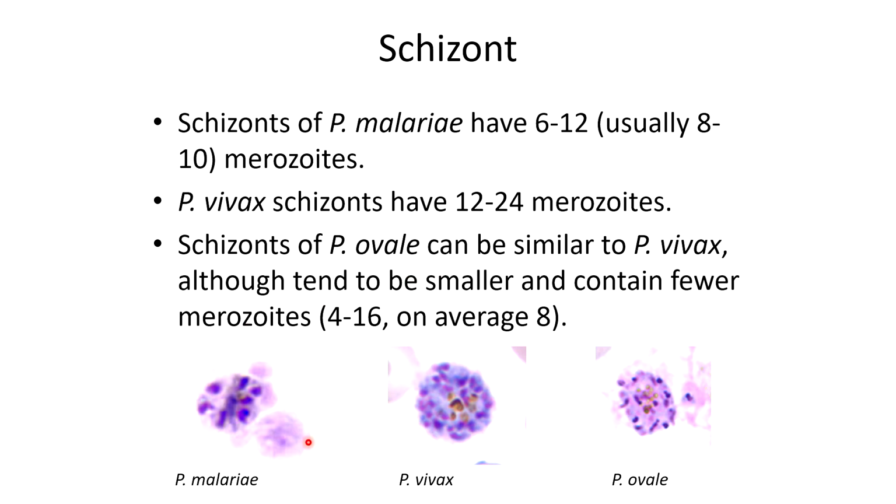So moving on to a comparison between the schizonts of the different species of Plasmodium. P. malariae usually has 6 to 12, can even be 8 to 10 merozoites. And there's P. vivax with 12 to 24 merozoites. So usually P. vivax has the most merozoites inside of it, and P. ovale merozoites are usually smaller, and they usually have the fewest merozoites of all the Plasmodium species.